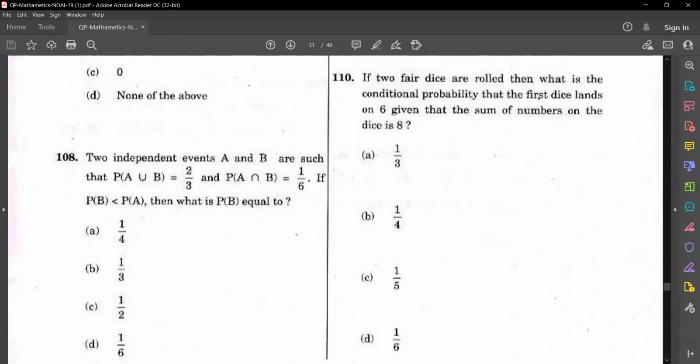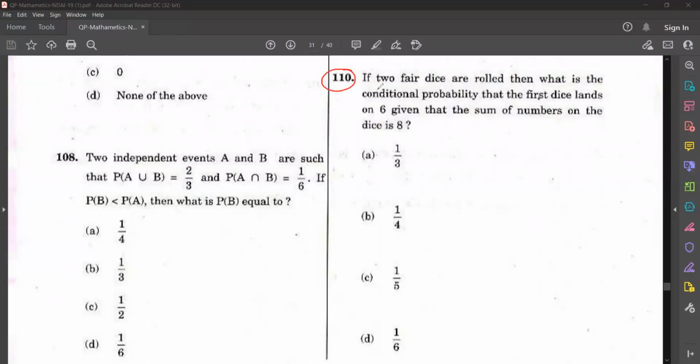Question number 110. If two fair dice are rolled, then what is the conditional probability that the first dice lands on 6, given that the sum of numbers on the dice is 8? So this question is from conditional probability, a very important area for the exam. Conditional probability is easy to do if you know what it is.